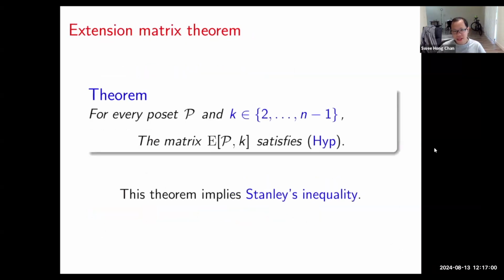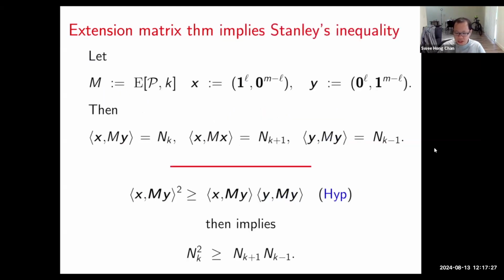And the claim of the extension matrix theorem is that this matrix E_{P,k} that we defined on the previous slide always satisfies the hyperbolic property when k is between 2 and n minus 1. If k is not inside this range, then the matrix is not well defined, so we just say nothing. But in that case, the log-concave inequality is also trivial. Okay. And if no question, I will show how this theorem implies Stanley's inequality.